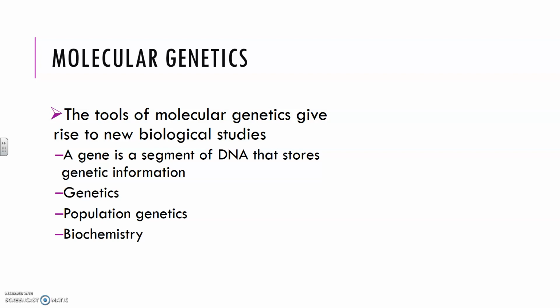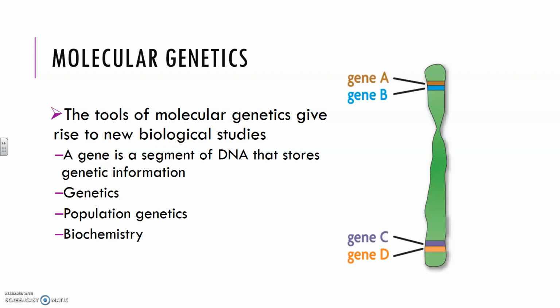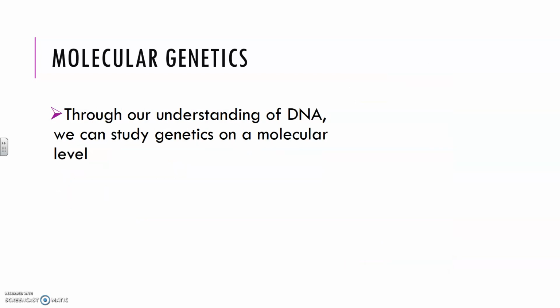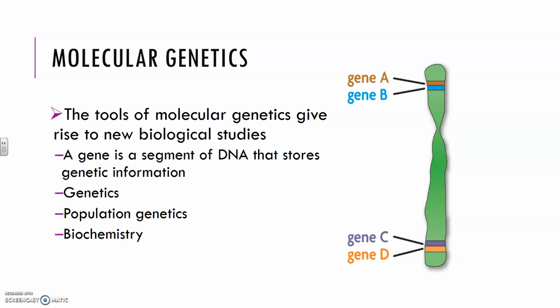You also have biochemistry, which came out of this. Biochem is looking more at, alright, you've got these genes, you've got the DNA, so now let's take a look at how they create these proteins, which then go on to do the functions in the cell. So this is looking at your genes here. This is just showing 4 genes, A, B, C, and D.